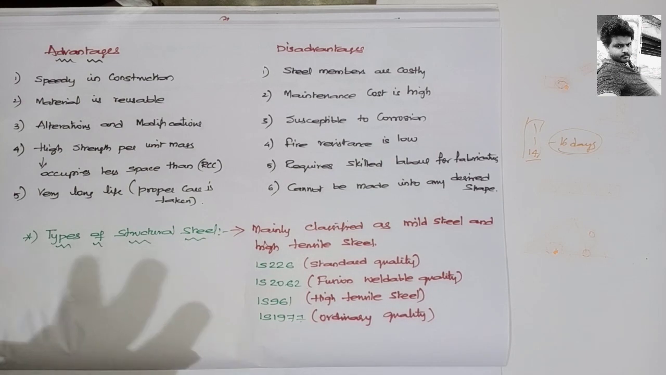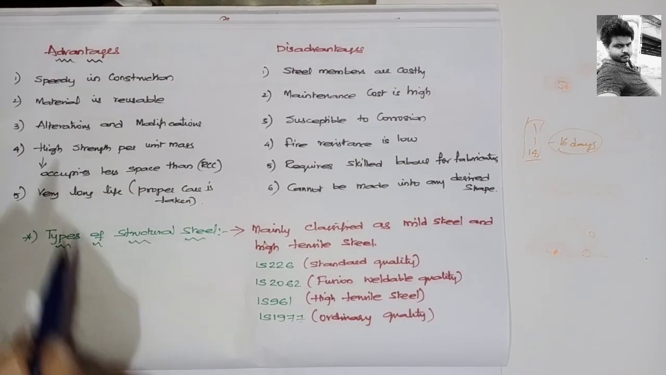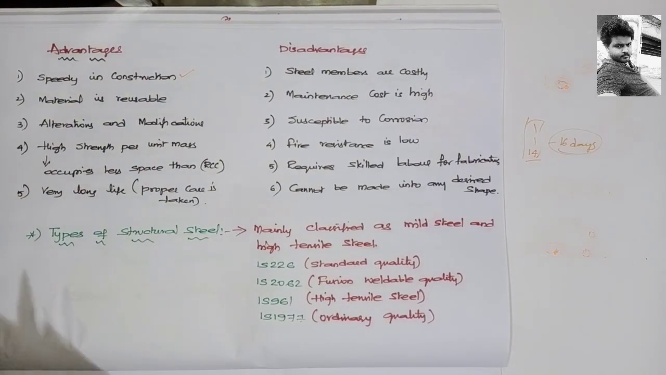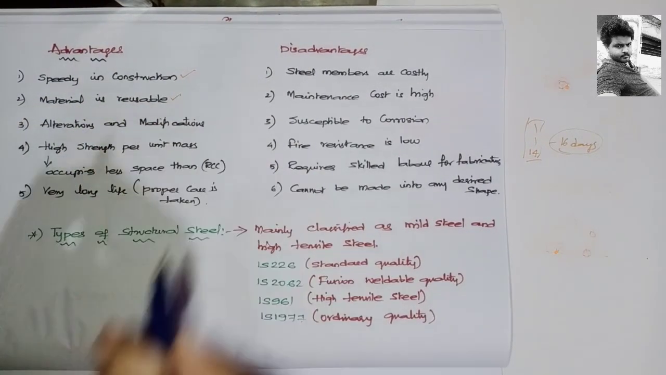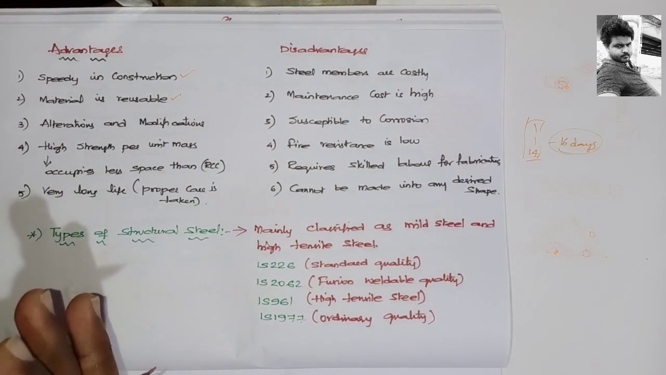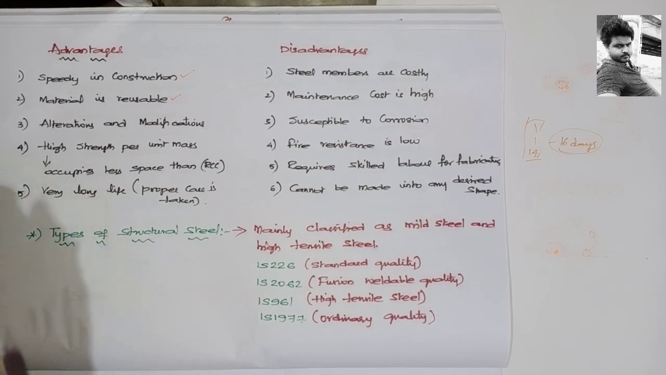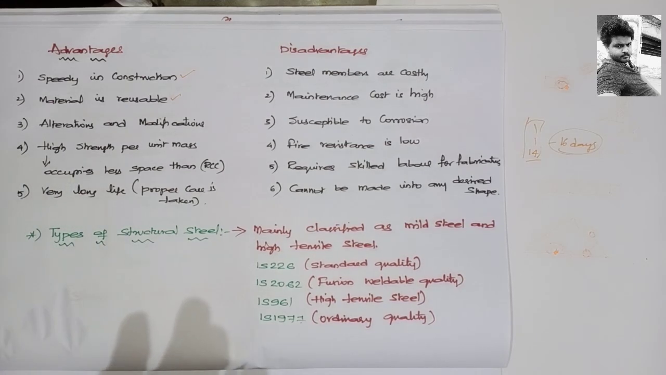Whereas if I construct the same structure with steel, within 1 or 2 days we can complete it. So we call this speedy construction. Next, material can be reusable. Once I have completed a temporary shed, I can remove it and use it at another place. Whereas with a concrete structure, there is no option to use it another way, because you have to dismantle it.